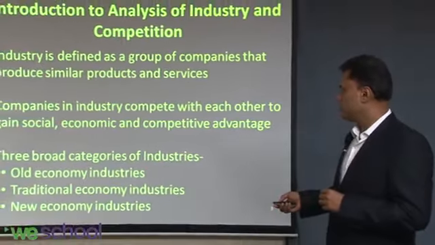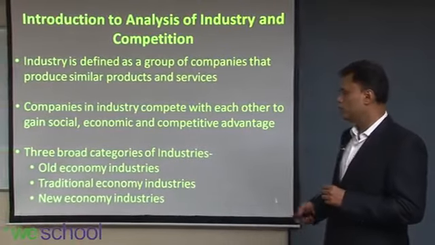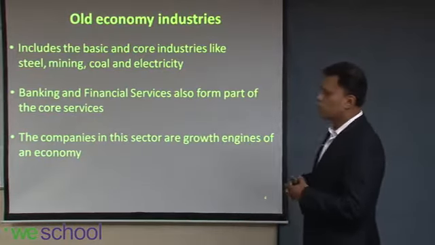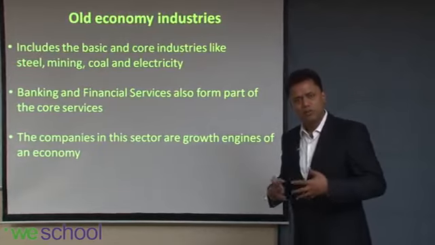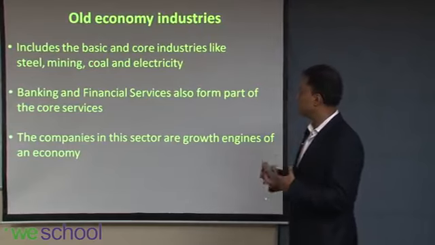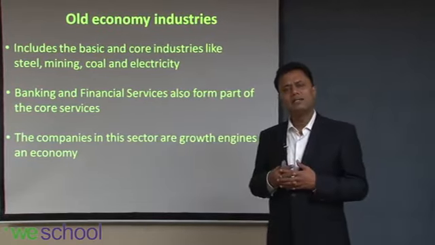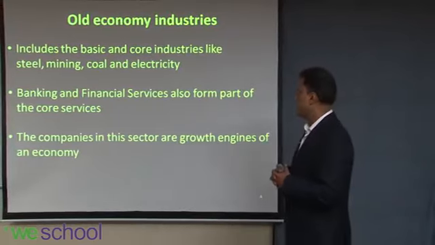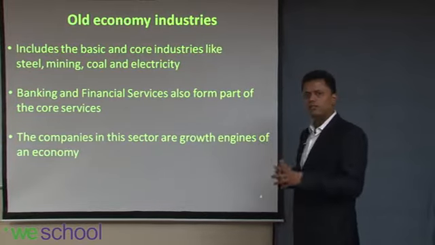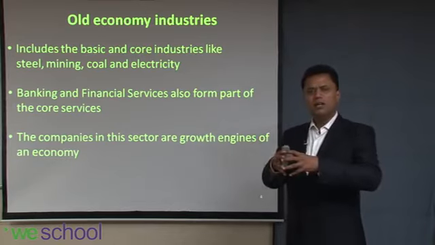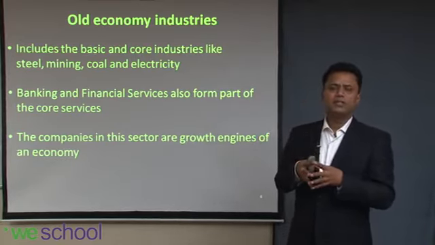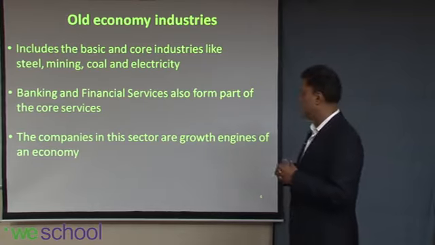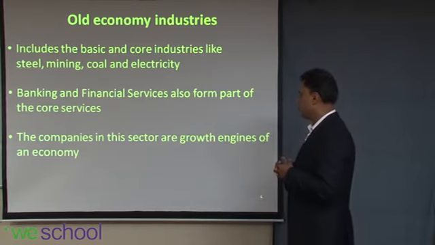There are three broad categories of industry: old economy industries, traditional economy industries, and new economy industries. We had seen it in the last chapter as well, so let's talk about that in detail. The first one is the old economy industries, the core industries, like mining, steel, coal, electricity, metals. So these industries are core industries, right? Banking and financial services also, because the GDP of an economy is driven by financial services. The growth engine of an economy is banking and financial services. So that also forms a core service.